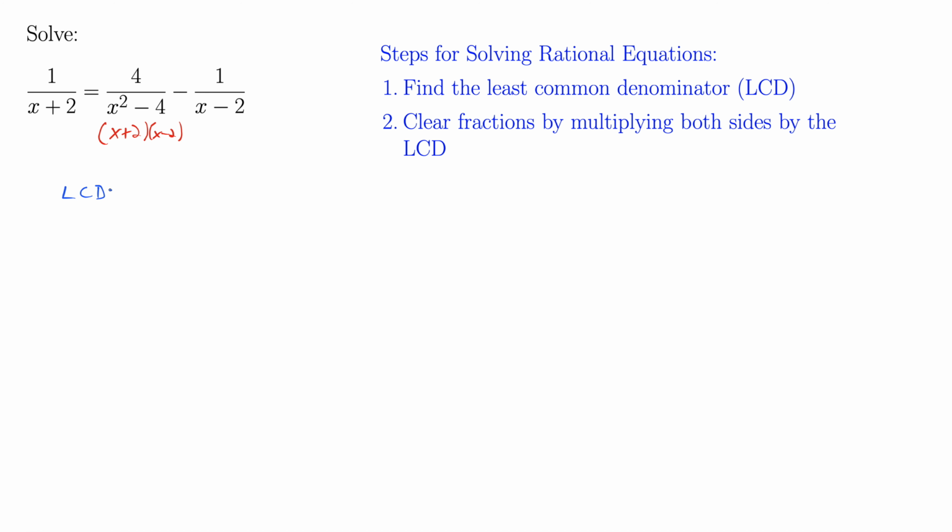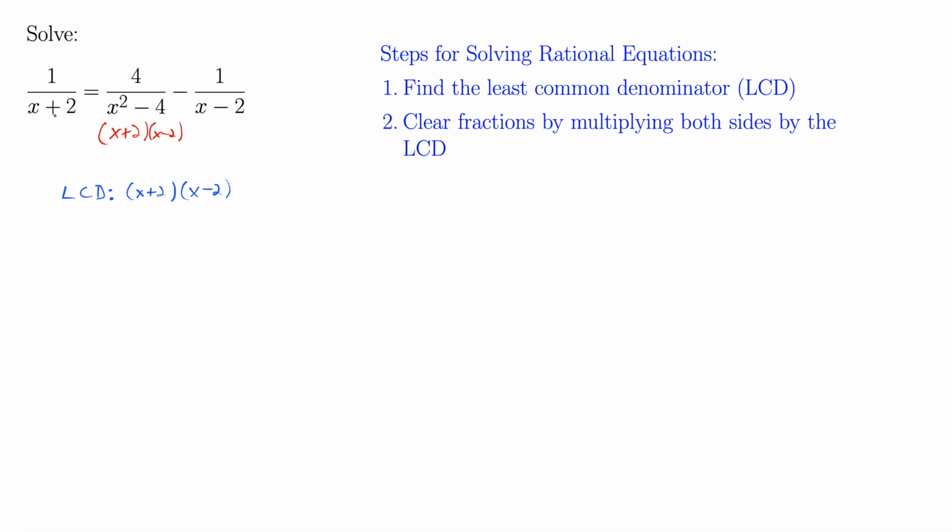Right, LCD, we just start with the first denominator, x plus 2. Then we ask, what do we need to add to that to ensure that we include everything in the second denominator? Well, it looks like we have to add an x minus 2. We already have the x plus 2. Then we move on to the third denominator. Well, x minus 2 is already included in our LCD, so that should do it. x plus 2, x minus 2 is our LCD.